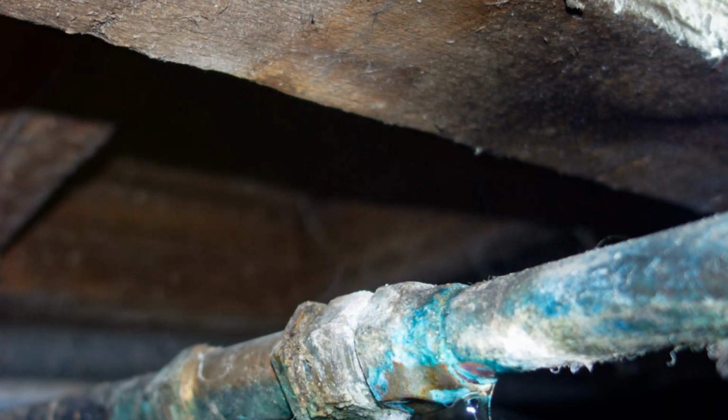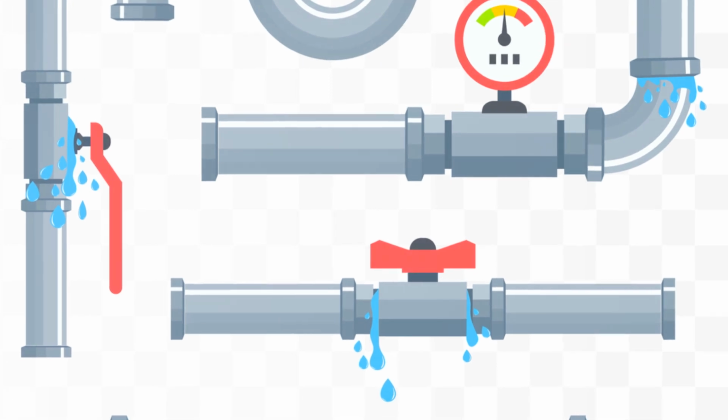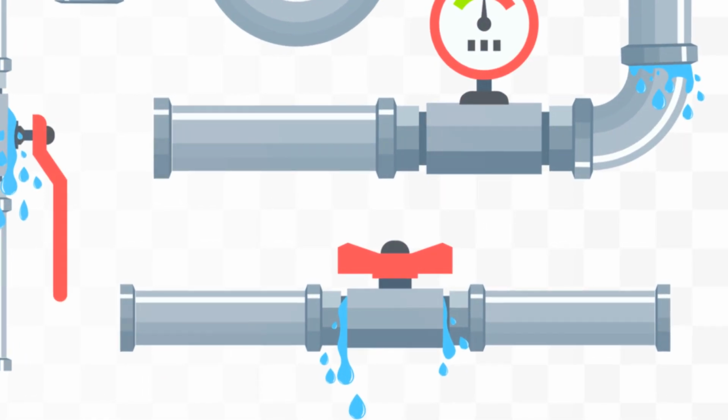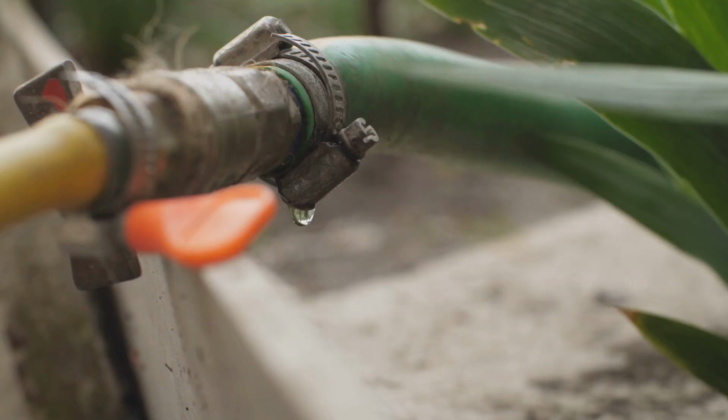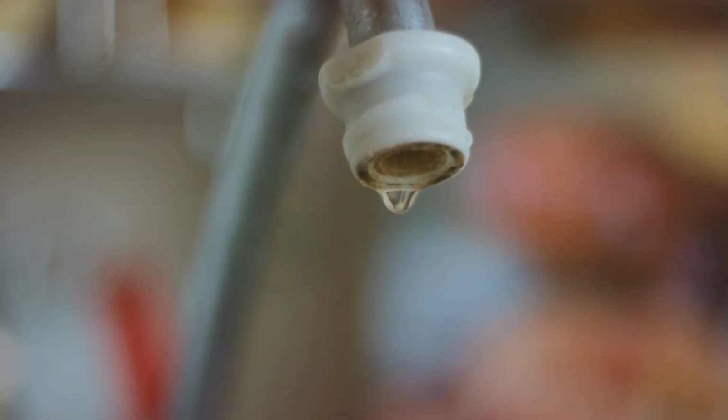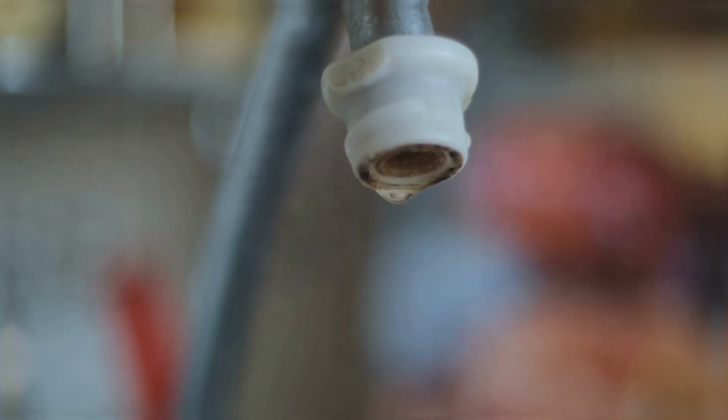Water leaks are another culprit. Even a small leak can significantly reduce water pressure. Check for damp spots on walls, ceilings, or floors, which may indicate a hidden leak. Faulty pressure regulators can also be to blame. These devices control the water pressure coming into your home and can wear out or malfunction over time.